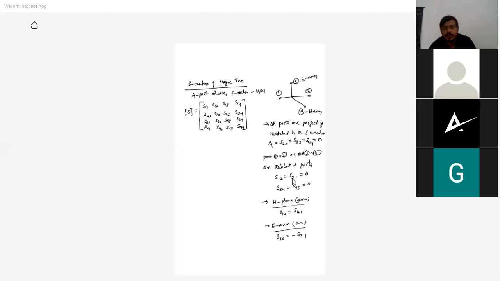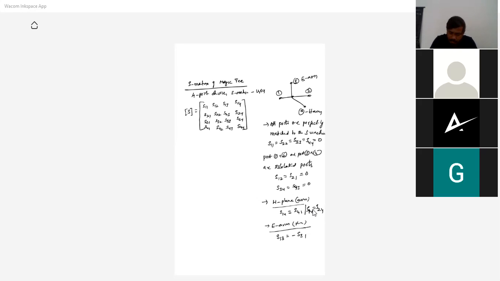So this means S12, S21 are 0, and S34, S43 are also 0, right? Based on the H plane, port 4 is the H plane here. But what is the H plane? If you apply any power at port 4, it is equally divided and appears at port 1 and port 2. That means S14 is equal to S24.